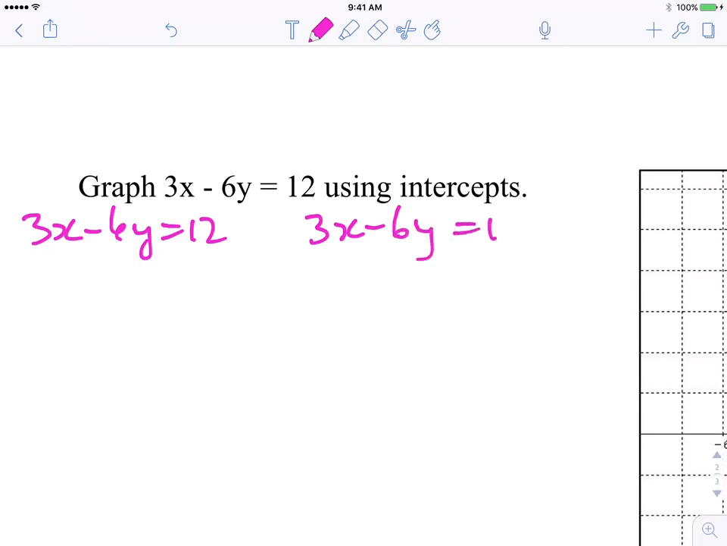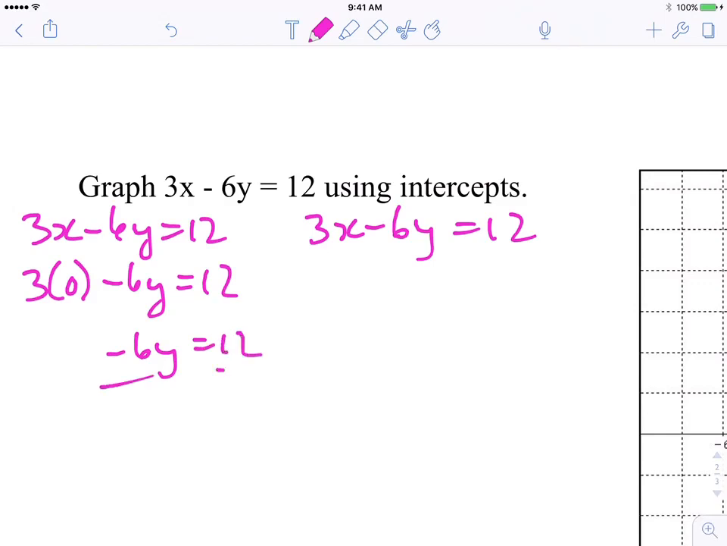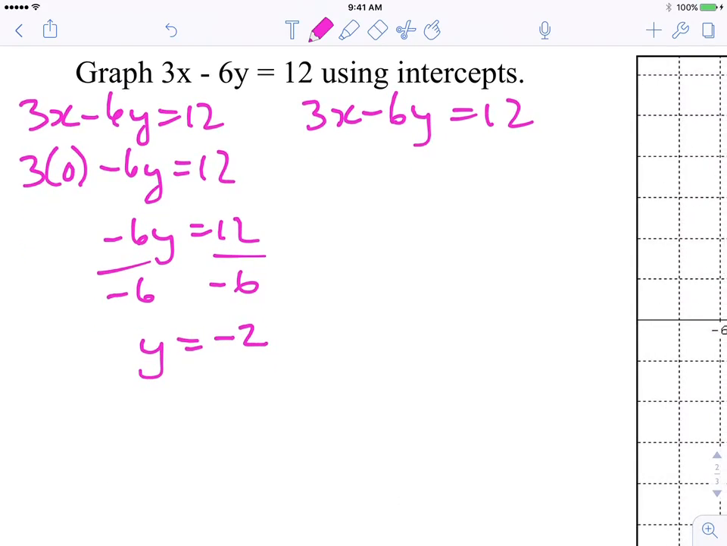So remember, we want to start by writing the equation twice. We're going to sub in 0 for x first. And we'll have negative 6y equal 12. We'll divide both sides by negative 6. And y will equal negative 2 because positive 12 divided by negative 6 is negative 2. And so when x is 0, y is negative 2.